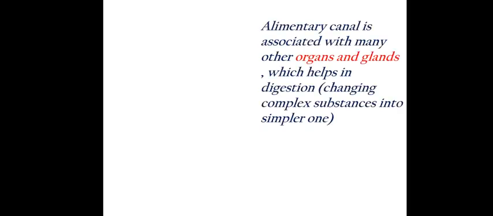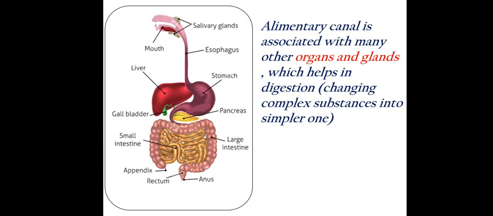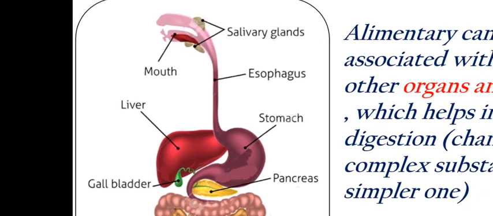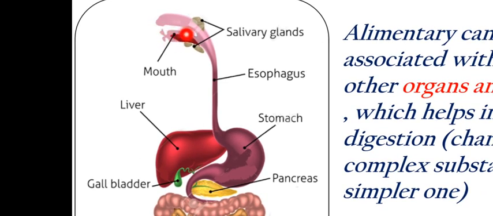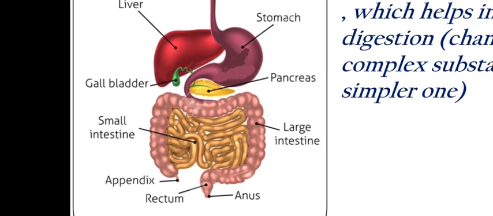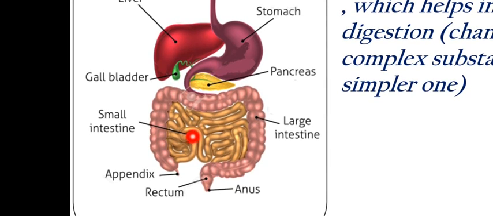If you can see this diagram properly, the alimentary canal is shown. This is the opening part, known as the mouth. The first part of our alimentary canal is the mouth, from where ingestion of food takes place. Then the mouth opens into the food pipe, also known as the esophagus, and this food pipe ends into this J-shaped structure, known as the stomach. The stomach opens into this small tube-like structure, the small intestine.